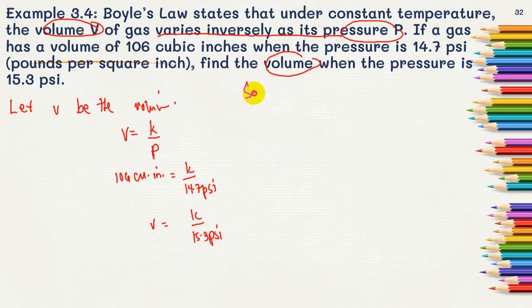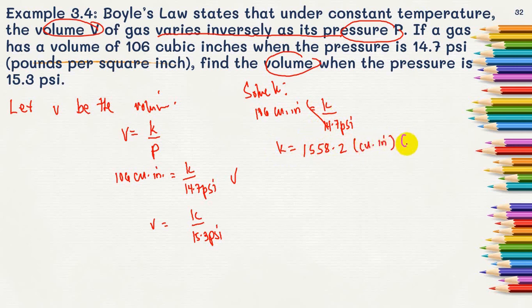Alright, so let's solve for K. So in solving for K, we will be using the first equation, which is 106 cubic inches equals K over 14.7 psi. Right, so to solve for K, cross multiply, K will be equal to, what is 106 times 14.7? So it is 1558.2, okay? So cubic inches psi. Then the next thing is, using the K, we can now solve for the volume.